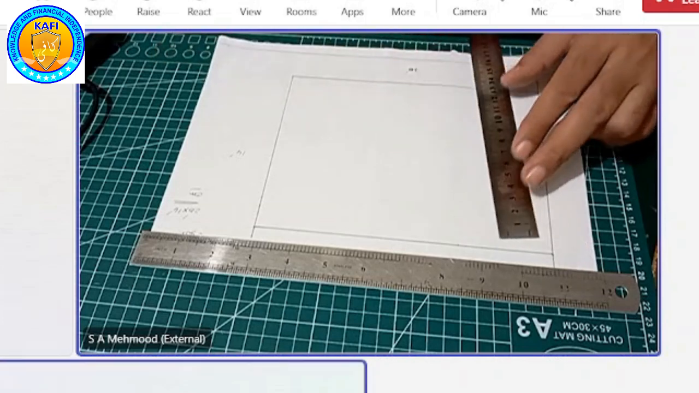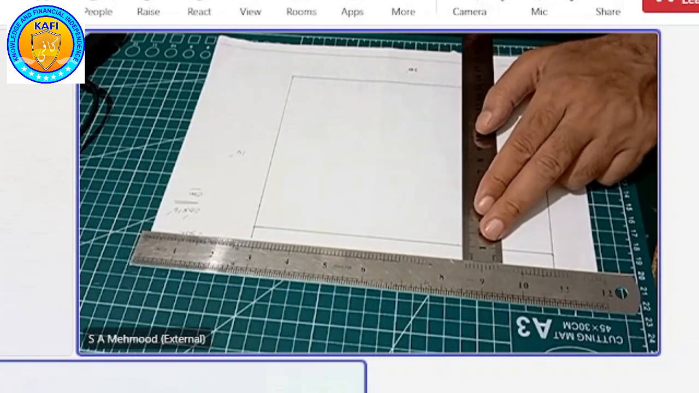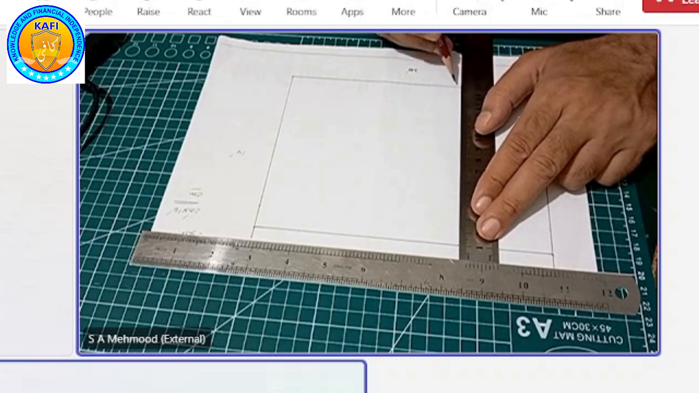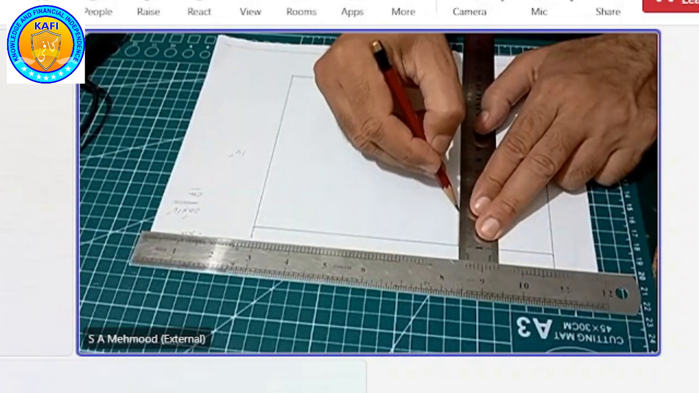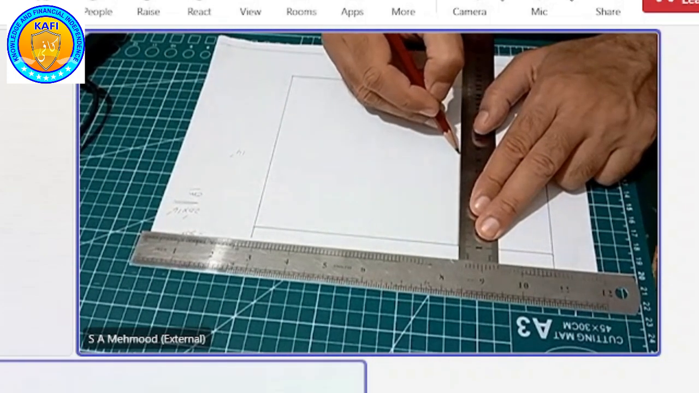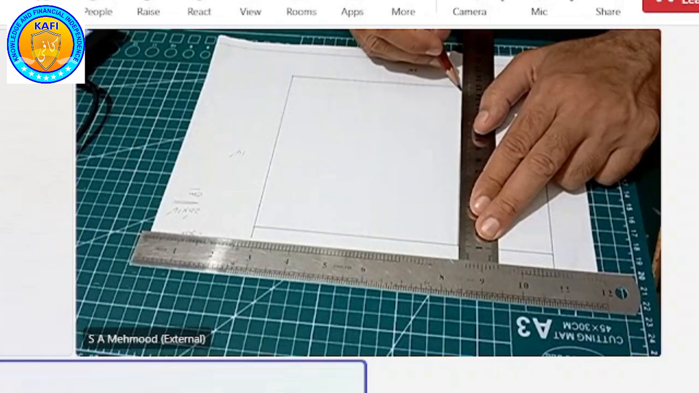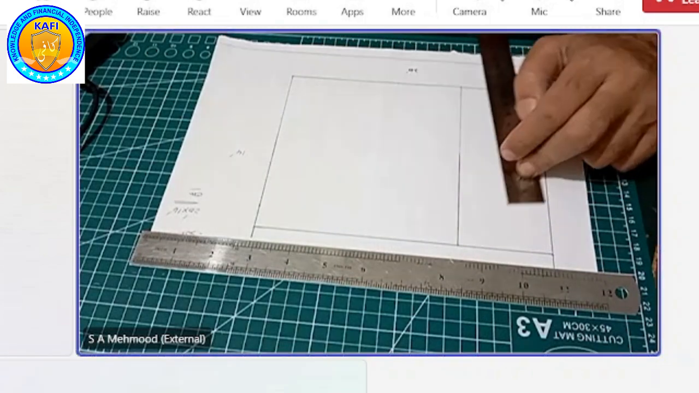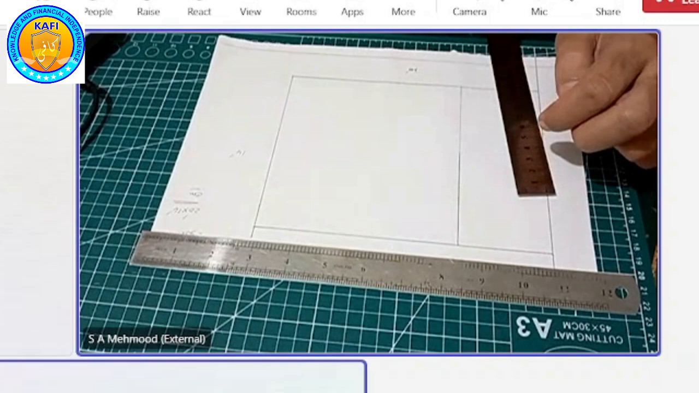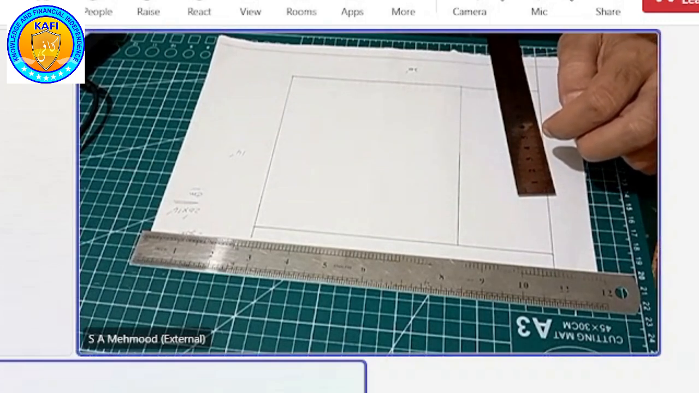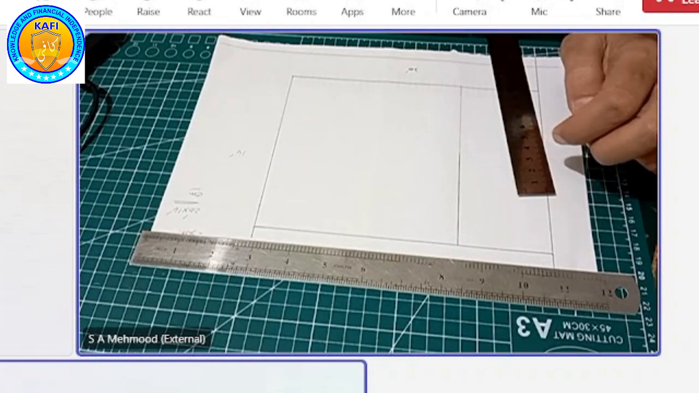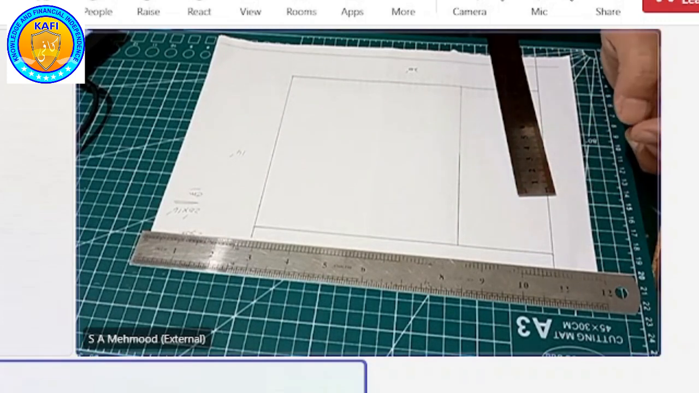Okay. And I am just going to draw a straight line from here to here. Okay. I'm just going to make this one. Here is a straight line. Alright. Okay. So what was the other thing?